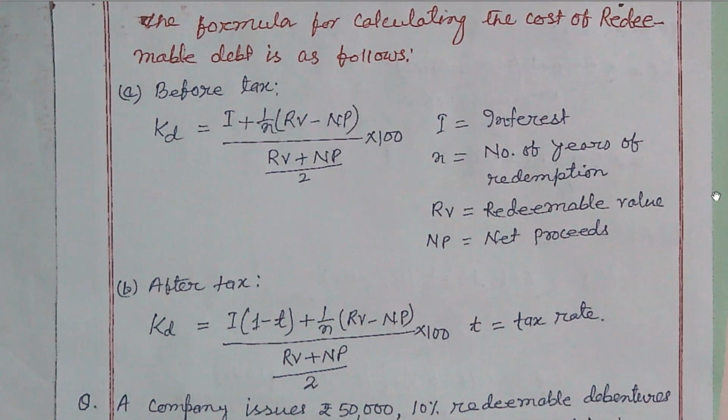So the formula for calculating cost of redeemable debt or debenture is as follows, and it is also calculated before tax and after tax. Interest on debentures has a tax advantage, as the interest paid on debenture is deductible from the profit while calculating net profit of a firm, and that is why it has the advantage of tax saving.